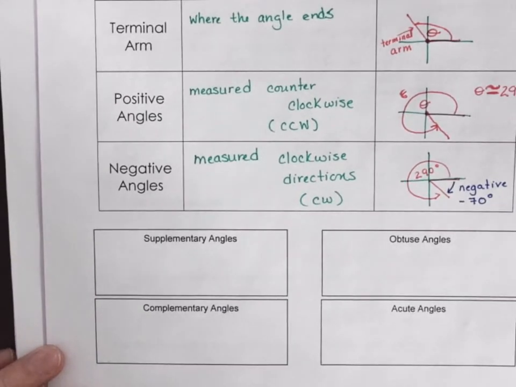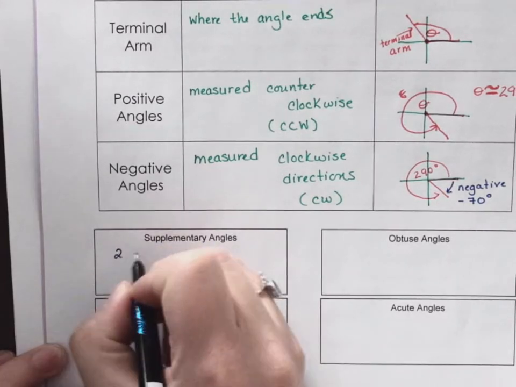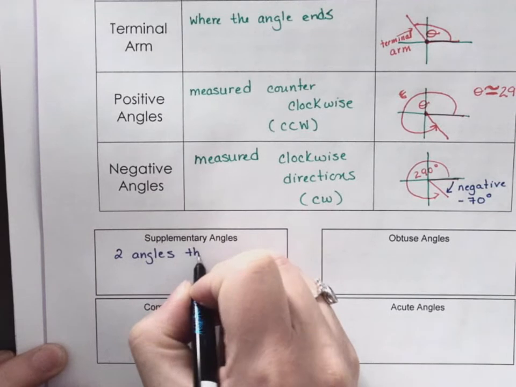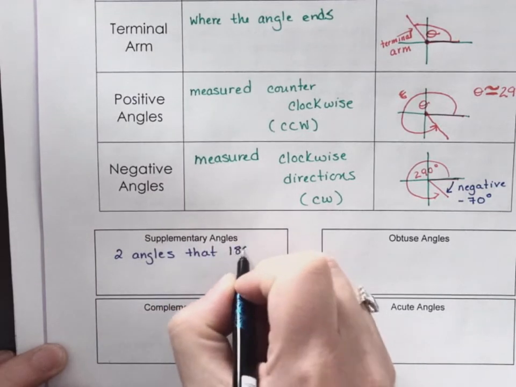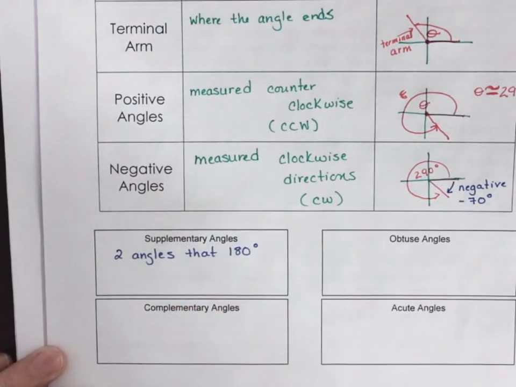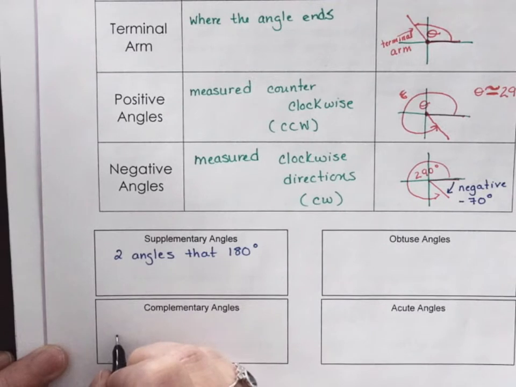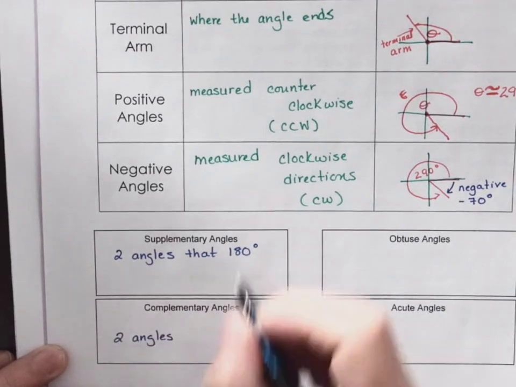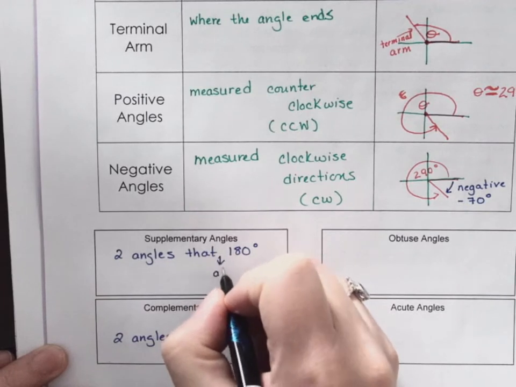Supplementary angles. What do supplementary angles add up to? 180. Two angles that add to 180 degrees. Complementary angles are two angles that add to what? 90.